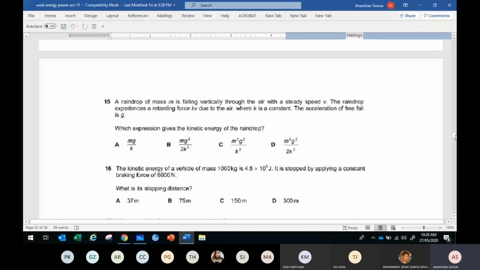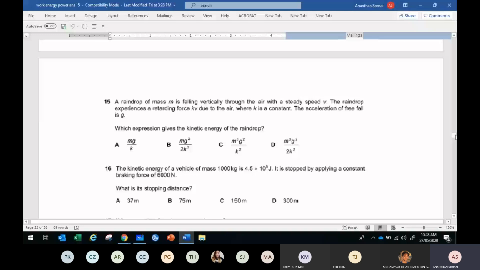So please WhatsApp me once you got the answer. Which expression gives the kinetic energy of the raindrop? The raindrop is falling down with the mass m, but there was an air resistance with a steady speed v acting up. The raindrop experienced a retarding force.